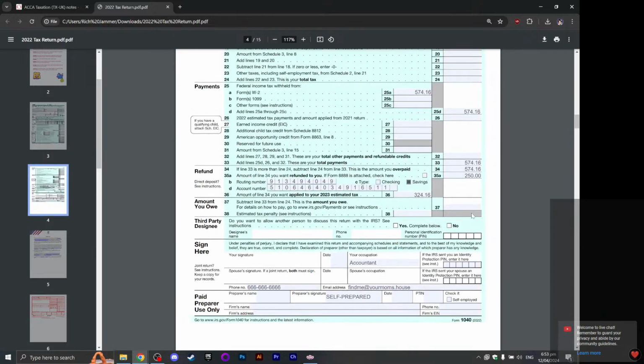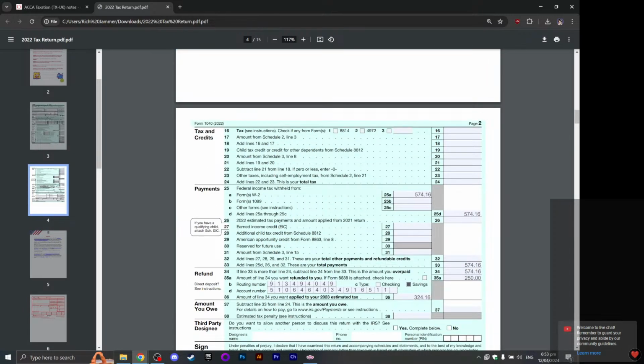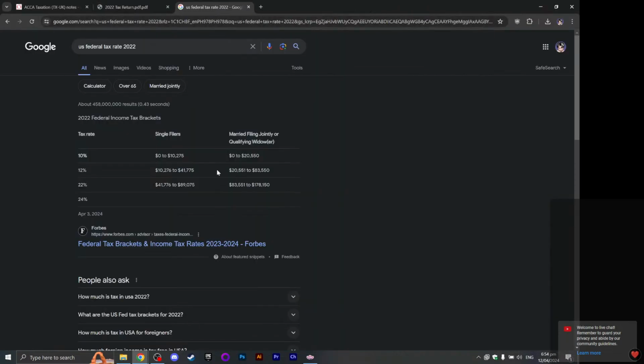Huh? Why? I don't understand why. Why is all of my withheld tax refunded? Why do I get all of it? Is it because, okay, let me look up the US tax rate. Federal tax rate 2022. Okay. So this is probably why.